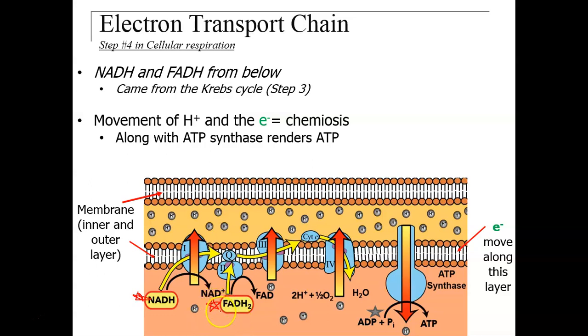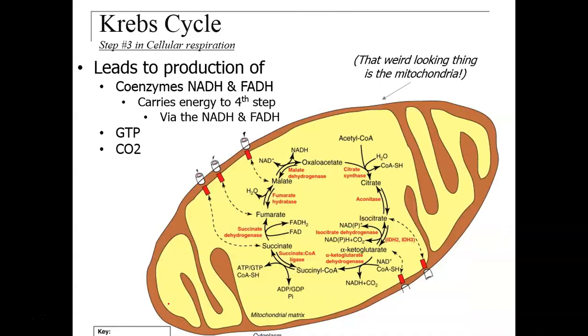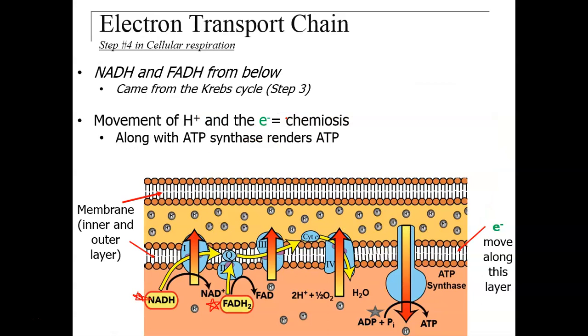All right, here's FADH, NADH. They came from a number of steps, but one, the step before it, the Krebs cycle. That's where it came from. Now, movement of hydrogen and electrons equals chemiosmosis. All right, let's just introduce something, and then I'm going to back up for a second.